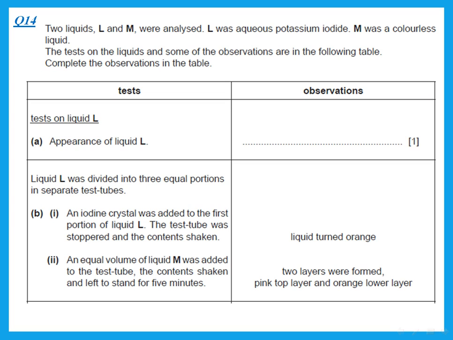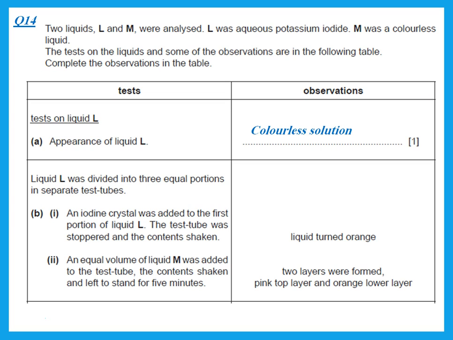This one says I have two liquids, L and M. L is potassium iodide. M is a colorless liquid. Okay, potassium iodide. What is the appearance of potassium iodide? When he asks you for appearance, the first thing you ask yourself is, does it have a transition metal? Potassium iodide is a compound of group 1. Would you expect a compound of group 1 to be colored? No. Then, if it is a solid, we say white solid, but in this case it's a liquid, so we say colorless solution.